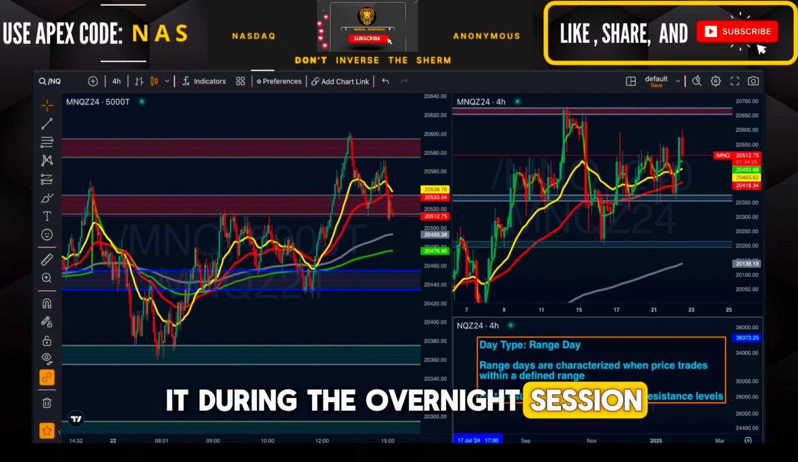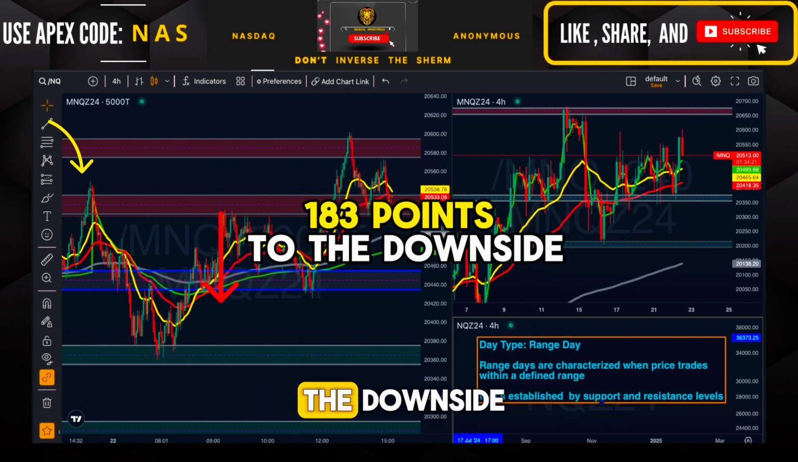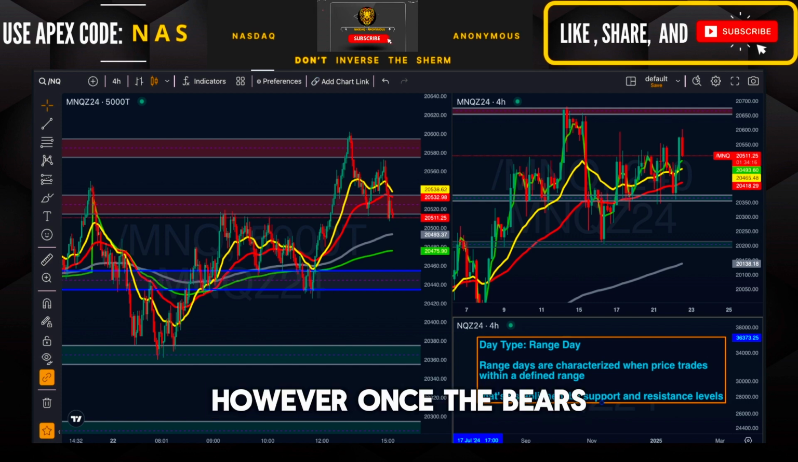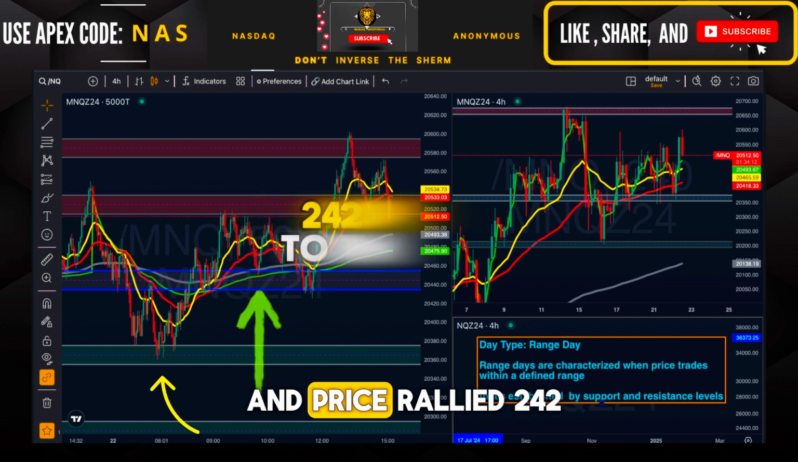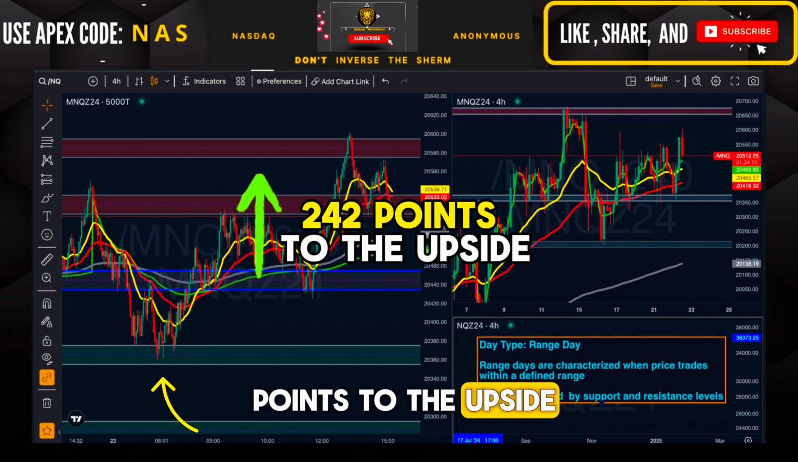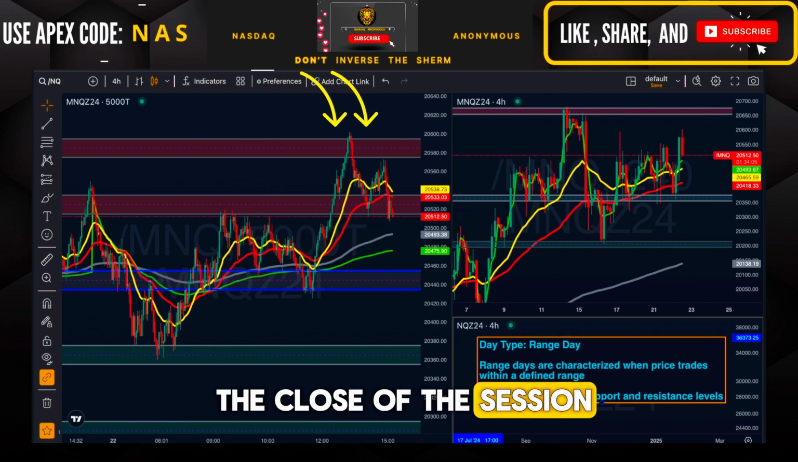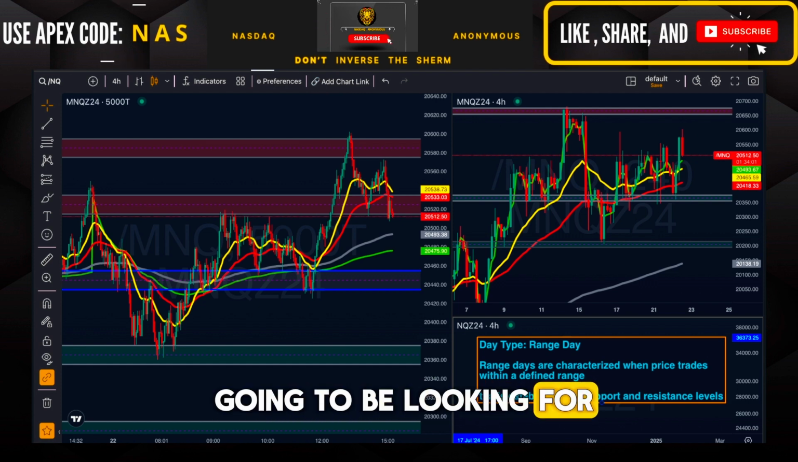During the overnight session, the Nasdaq opened slightly bearish and traded 183 points to the downside into a previous area of support. However, once the bears failed to rotate price lower, the bulls stepped in and price rallied 242 points to the upside and seeing a slight sell-off going into the close of the session. And based on this price action, this is what I'm going to be looking for.